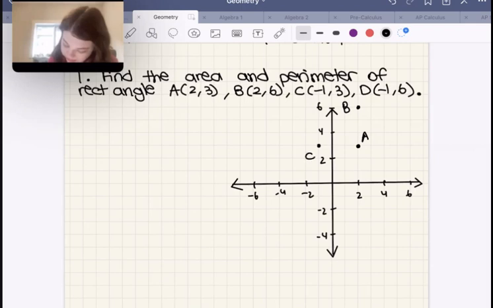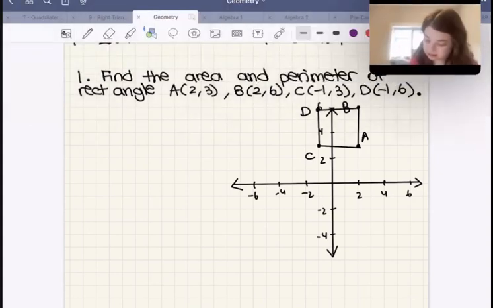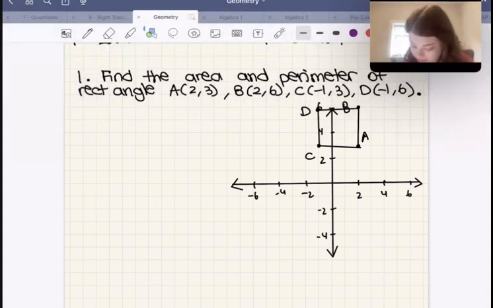Then C is -1, 3. So C is right there. And then D is right there, -1, 6. So there's D. And now I'm going to just connect those points. And there is my rectangle, which actually also looks like it's a square as well. But we didn't know that going in. We just knew it was a rectangle.